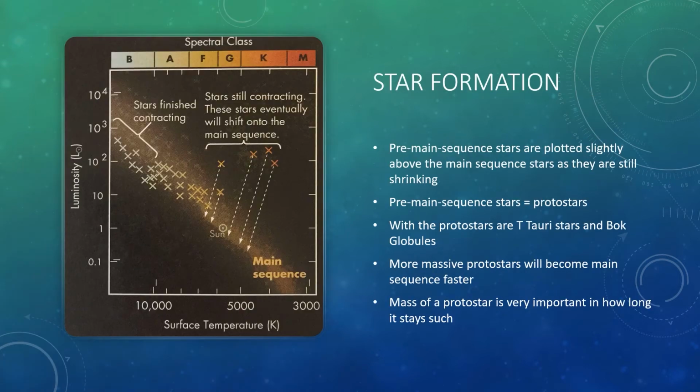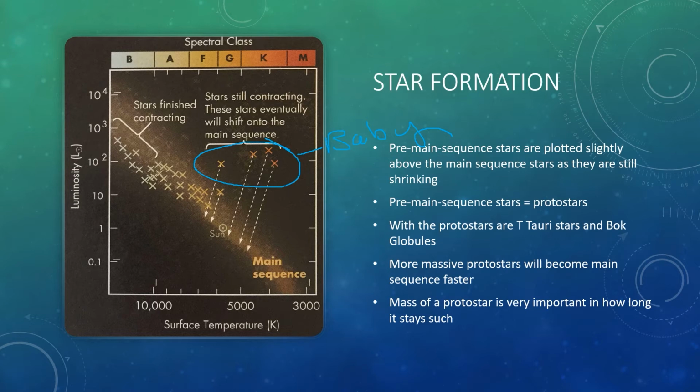Pre-main sequence stage stars are plotted on the HR diagram. They are actually above the main sequence themselves, as they are still shrinking, and therefore they are larger and brighter before they become main sequence stars. So basically, I am a baby star. At this point, I am quite big. I am known as a protostar. I'm quite big, so I'm giving off more luminosity just because my diameter is greater.